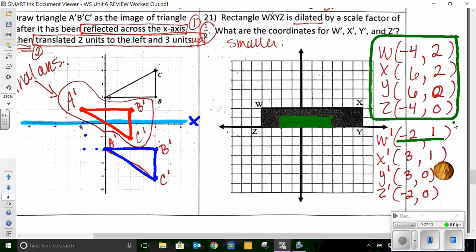So I needed all of these. This is all of my new coordinates right here. So this one I did have to draw it out. Kind of hard to do because it was so dark, but you can probably see it better on your own paper when you draw it out.